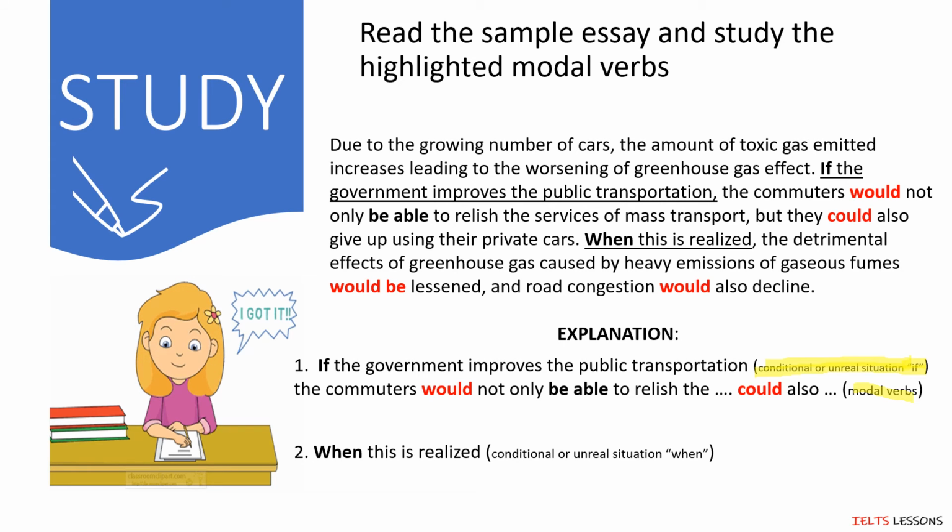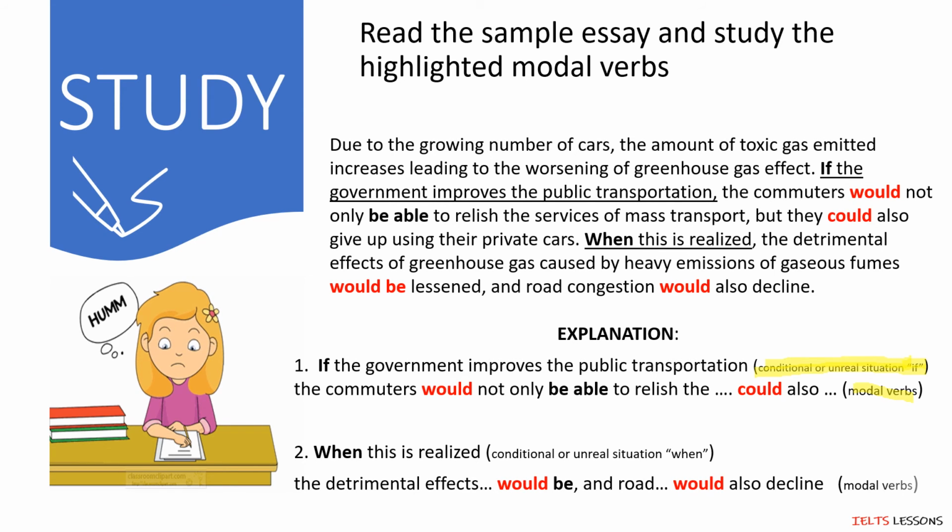The commuters would not only be able to relish the services of mass transport, but they could also give up using their private cars. Similarly, we have here another conditional, which is when this is realized, because it hasn't been realized yet. We just gave a condition. Now when this is realized, the detrimental effects would be lessened, and road congestion would also decline. So again, we give a condition and we pair this condition with modal verbs would be or could be. So that's easy.